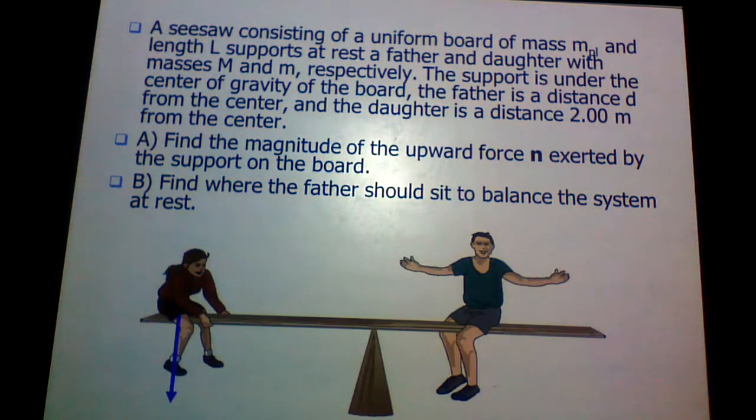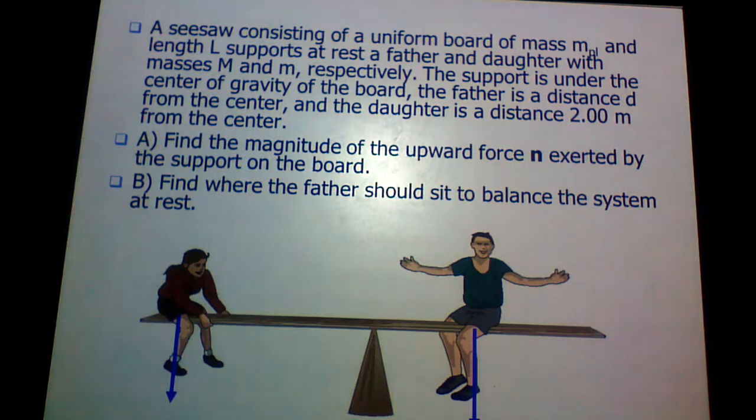Okay, so let's say, for example, that we have a seesaw, and it's a uniform board of mass M with subscript PL, so we'll just call it plywood. And then that seesaw has a length, which we'll call L, and that's going to support a father and a daughter who are at rest. And let's say that the father has a mass that we will symbolize with capital M, and the daughter has a mass that we'll symbolize with lowercase m.